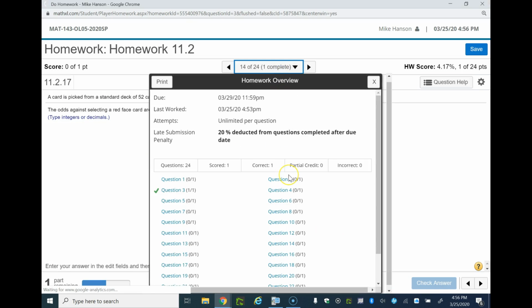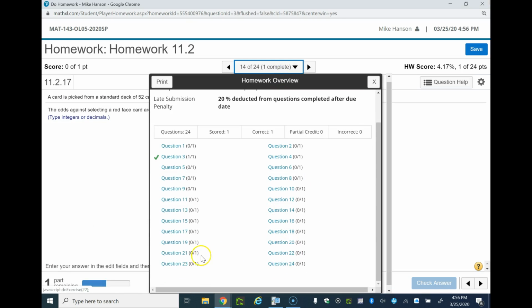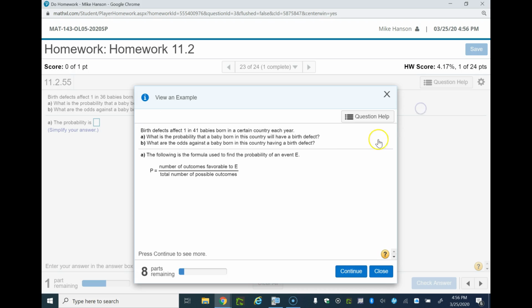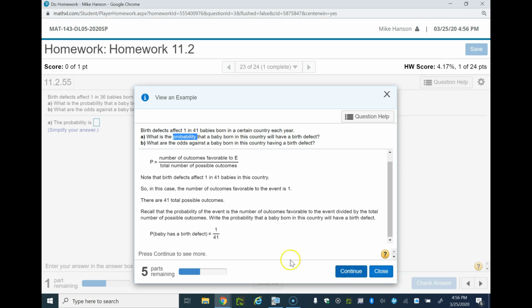Let's do one last example. Now this one here, they kind of brought us back a little bit to section 1, because part A says what is the probability now. Now that we're using probability, we go back to using the total, what's on the bottom. So what is the probability that a baby born in this country will have a birth defect? So we say that for birth defects is 1 out of 41 of them. So that's actually going to be our probability, 1 out of 41. So that's part A. This is when we actually do use the total.